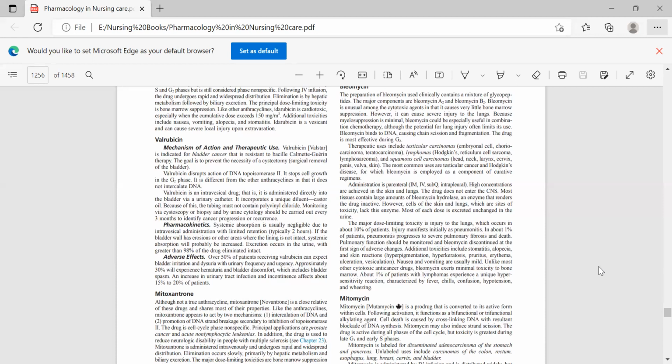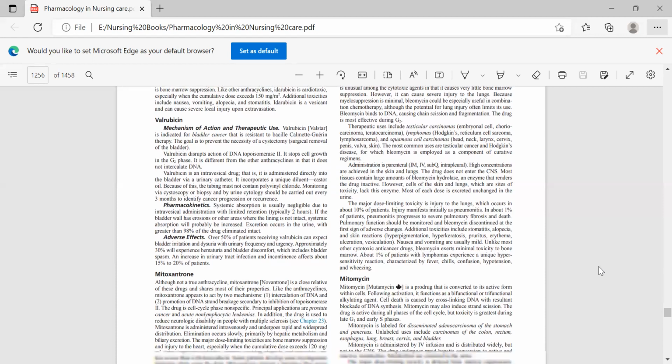Adversities related to valrubicin: 50% of patients can experience bladder irritation and dysuria with urinary frequency and urgency. 30% will experience hematuria and bladder discomfort, which includes bladder spasm. An increase in urinary tract infection and incontinence affects around 15 to 20% of patients.